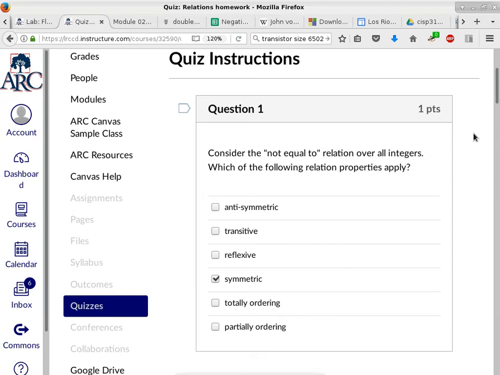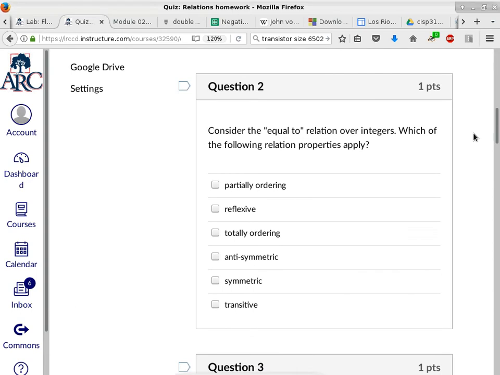Okay. The next one is equal to. So we are looking at equal to defined over integers. Let's not do partial ordering first, because that is something we can answer only after we look at the other ones. First of all, is it reflexive? Is each integer equal to itself? Yes. Is it antisymmetric? If A equals B and B equals A, does that imply A equals B? Yes. Is it symmetric? Yes. It is symmetric. Why is it symmetric?